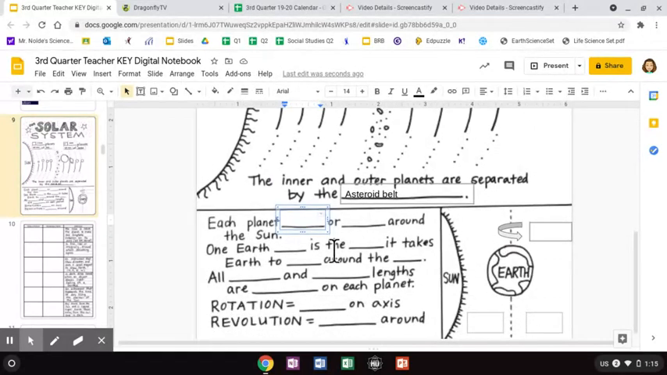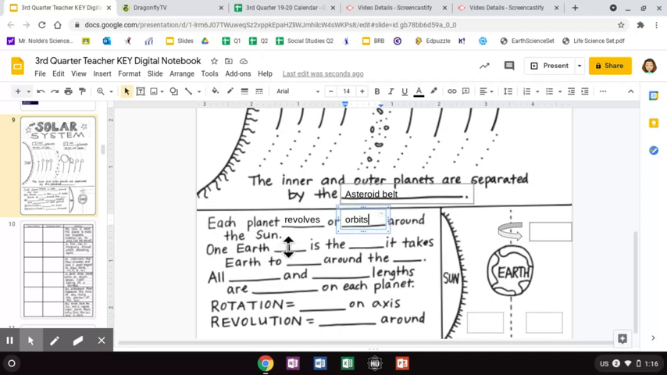Okay. Each planet is revolving. Another word for revolving, you could say orbiting. But in 5th grade, we really want to try to use the word revolving. So each planet revolves or orbits around the sun. Every planet revolves or orbits around the sun.